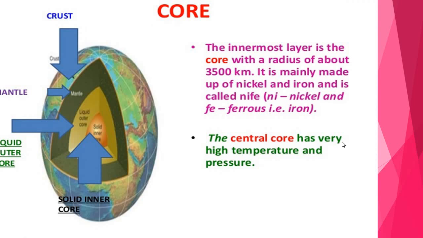Okay. Core, the last one, the third layer, which is the innermost layer. It is known as the core. The innermost layer of the Earth is known as the core, with a radius of 3500 km. As I told you, it is the thickest layer of the Earth. It is mainly made up of nickel and iron. Ni means nickel, and Fe means ferrous, which is also known as iron. It is the chemical name.